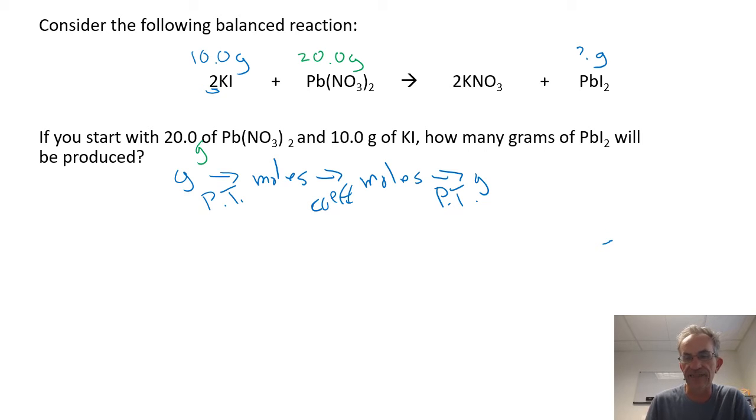And I could double check that it's balanced, but I think it is. And then, besides the coefficients, I'm also going to need to know these weights off the periodic table. So before I get started with any of this math, I'm going to go ahead and add up the weights off the periodic table because I know I'm going to need them.